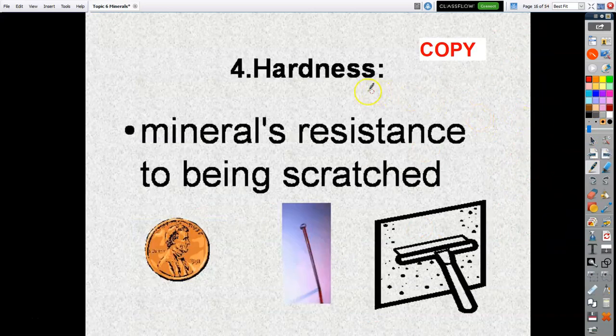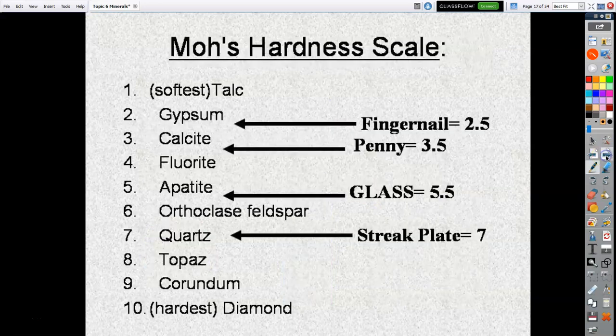Hardness. So hardness is the resistance of a mineral to being scratched. Can it be scratched or can it scratch other objects? Mineral's resistance to being scratched is hardness. And there is a hardness scale. These are 10 very common minerals. And again, there's over 3,000, but these are the 10 they use for this scale.